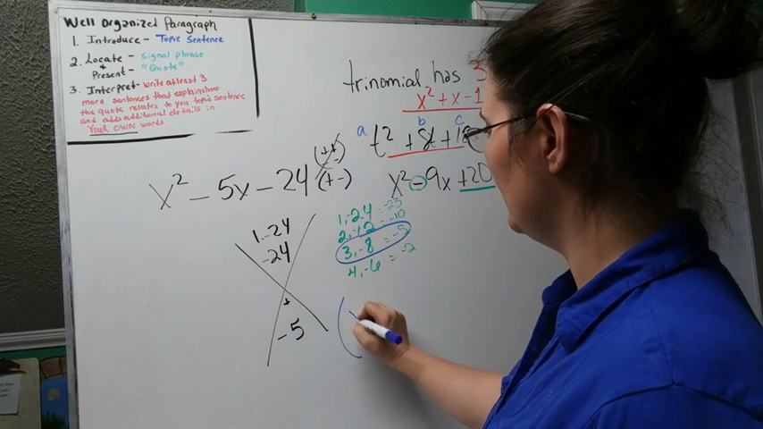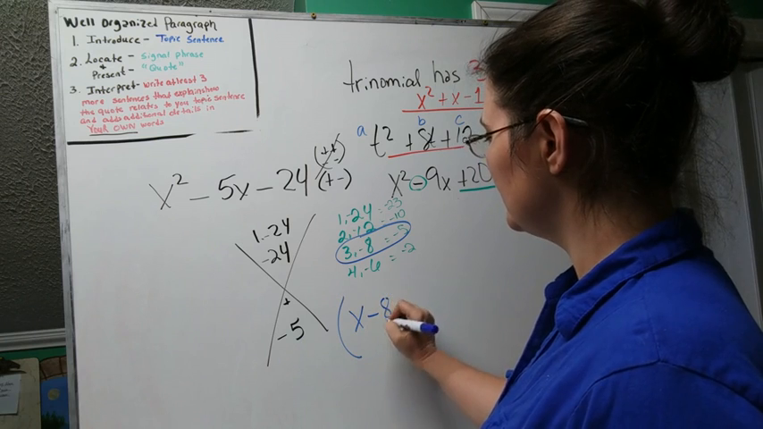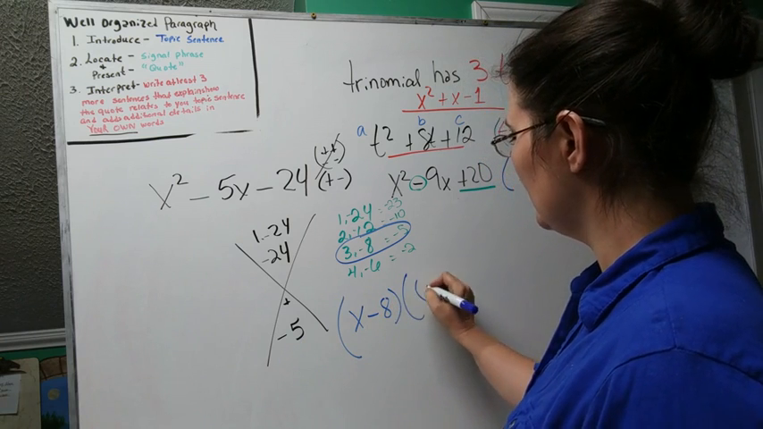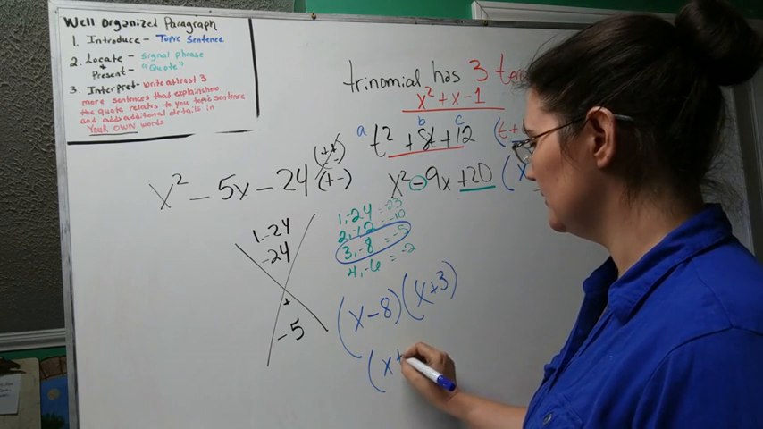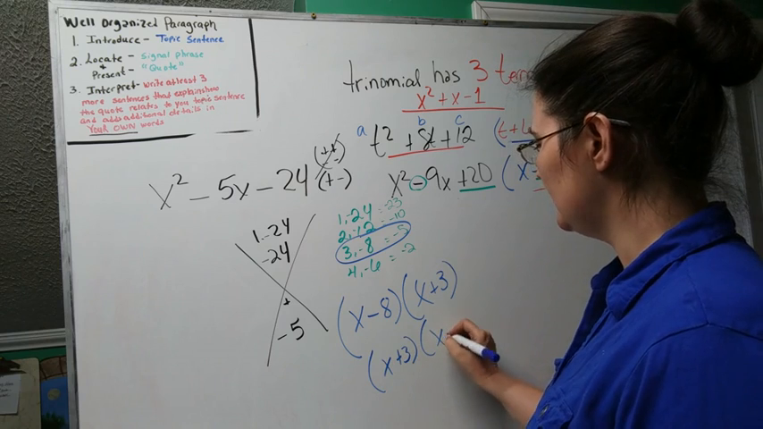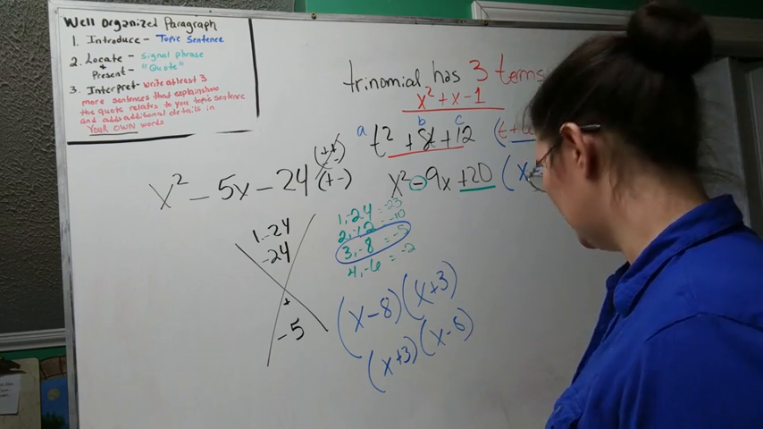So I have x minus 8 and x plus 3. Now it could go x plus 3 or x minus 8. Either way would be the correct answer.